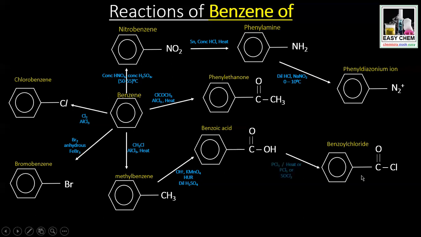It can be done by adding PCl3 and heat. If you add PCl3, as we have learned in the AS lessons, with PCl3 we always have to have heat. Or else we can use PCl5 also. Heat is not needed for PCl5. Or else we can use thionyl chloride, SOCl2, as well.